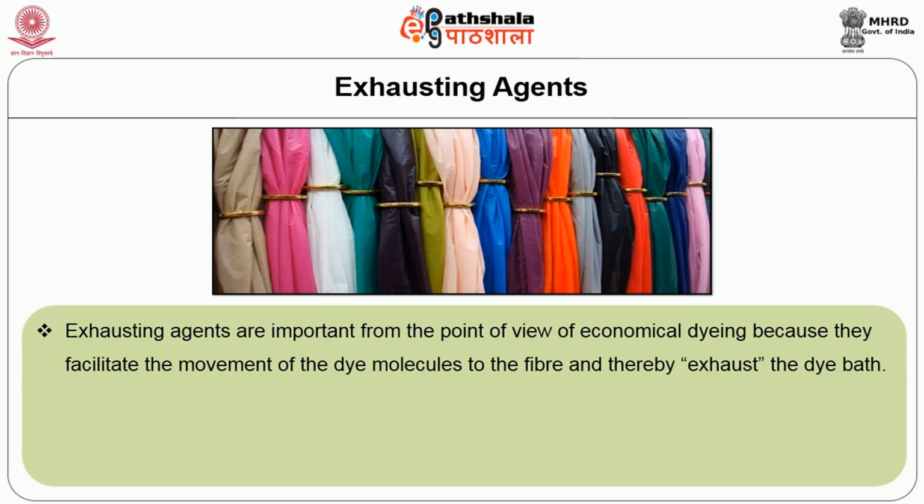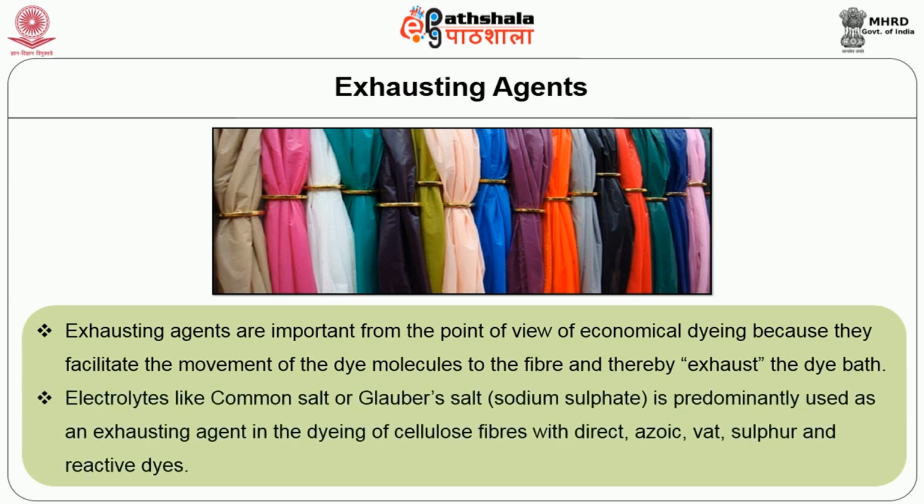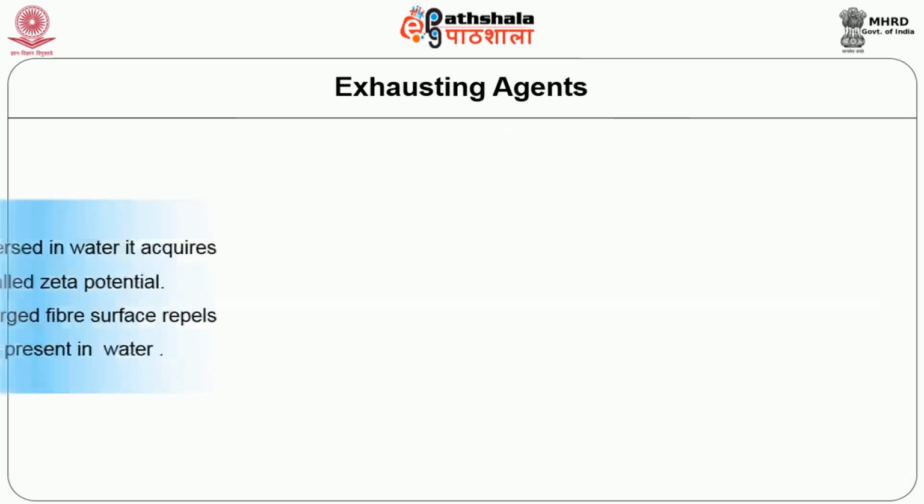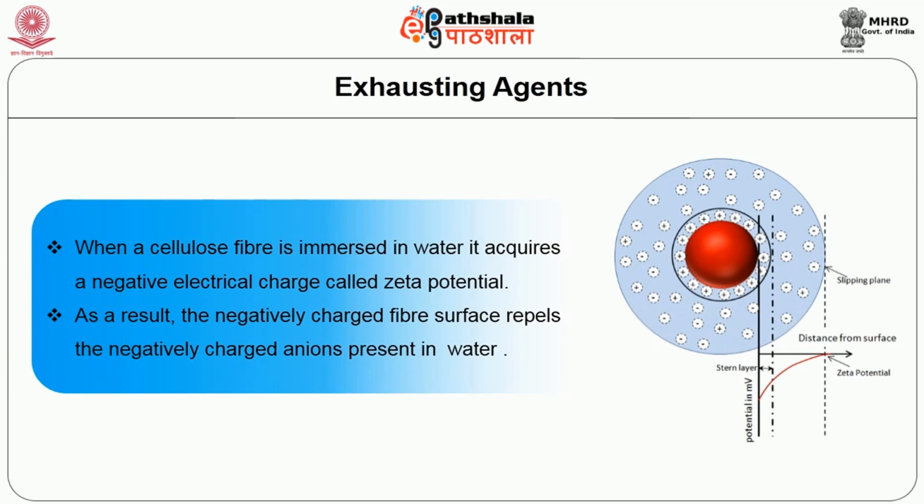Exhausting agents. Exhausting agents are important from the point of view of economical dyeing because they facilitate the movement of the dye molecules to the fiber and thereby exhaust the dye bath. Electrolytes like common salt or Glauber salt, that is sodium sulfate, is predominantly used as an exhausting agent in the dyeing of cellulose fiber with direct, azoic, vat, sulfur and reactive dyes. In all the above cases of dyes, the dyes act as anionic dyes.